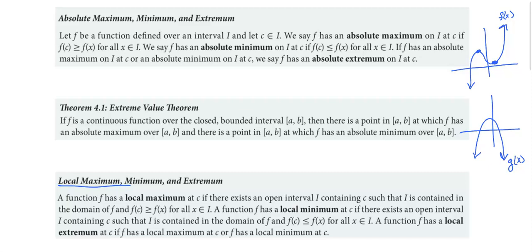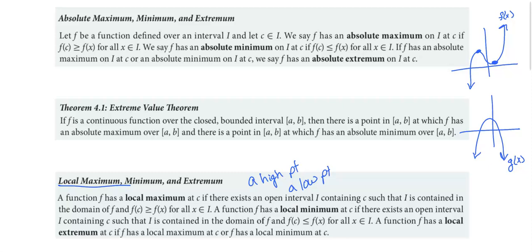So when we're talking about local maxima and local minima or local extrema, then we're talking about places that are a high point or a low point on the graph. And that's what our definition is saying. If we have a function f that has a local maximum at some point c, then there exists some kind of open interval I containing c such that I is contained within the domain of f, and f of c is greater than f of x for all of the x values in that interval.